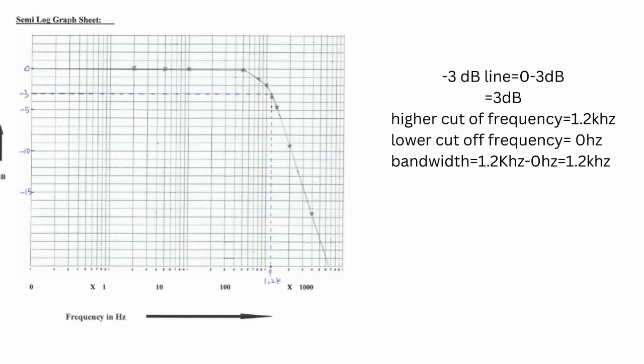Now referring to the frequency response curve, the -3 dB line will be at -3 dB. This can be found by taking 0 minus 3 dB. Hence, the higher cutoff frequency is 1.2 kHz. By knowing the higher and lower frequencies, the bandwidth can be found at 1200 Hz.